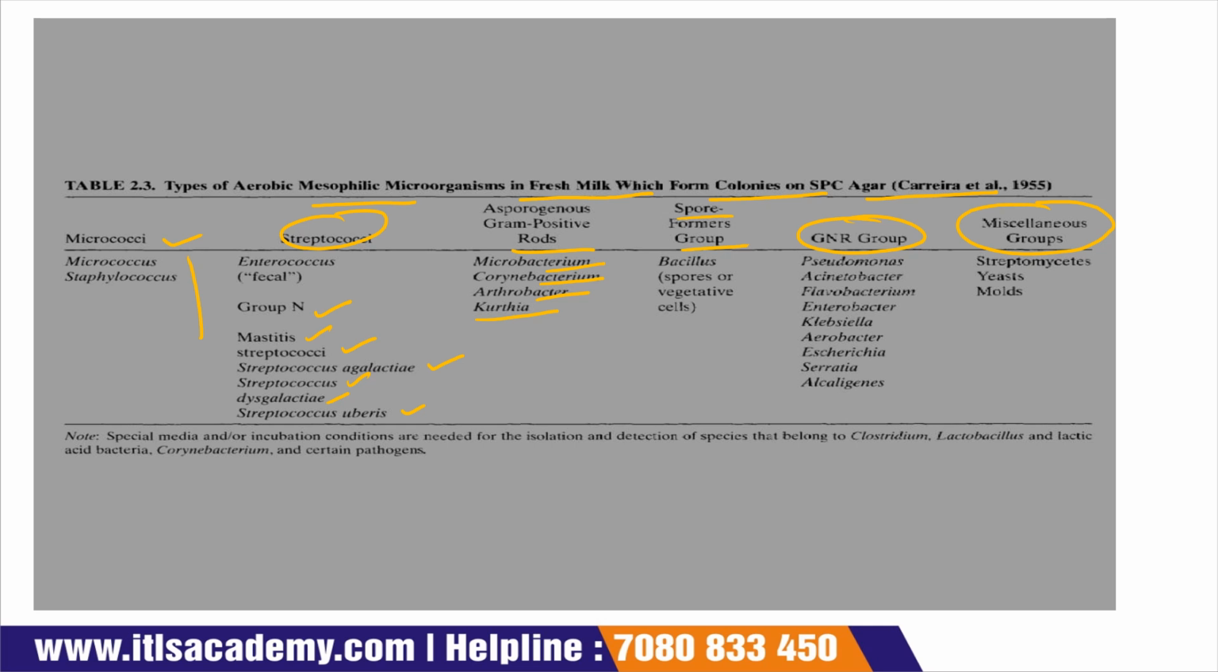The spore-forming group contains Bacillus, spore or vegetative cell. The GNR group contains Pseudomonas, Acinetobacter, Flavobacterium, Enterobacter, Klebsiella, Aerobacter, Escherichia, Serratia, Alcaligenes. Okay, and the miscellaneous group contains Streptomycetes, yeast, and mold.